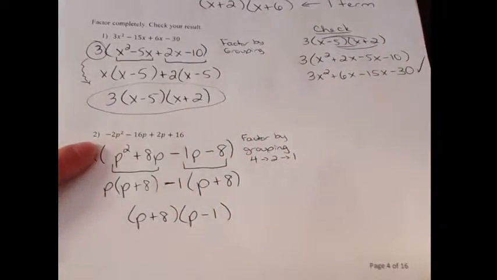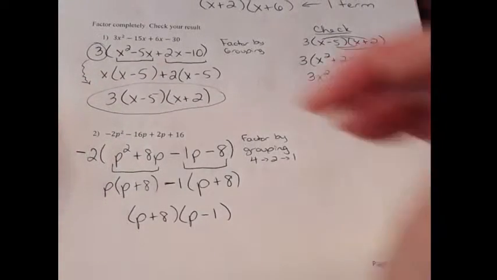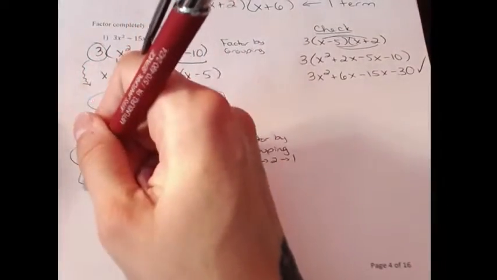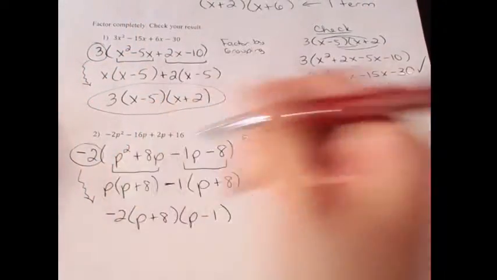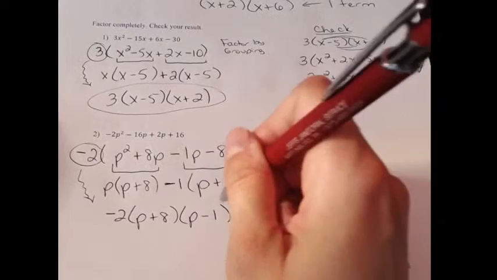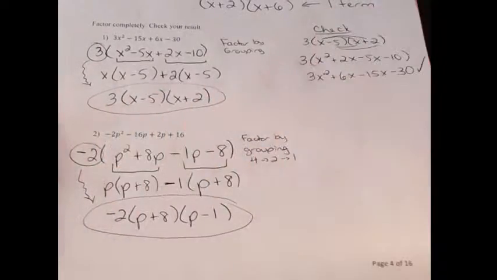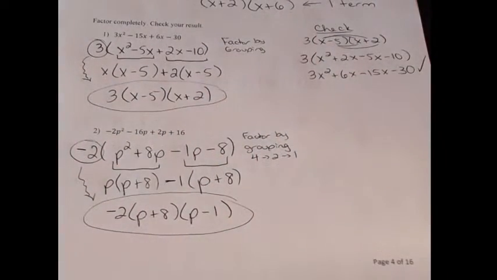And then, of course, now I'm going to raise my finger up and I say, oh, I was holding on to my negative 2, which was my GCF. So I'm going to bring this negative 2 down and put it in front of my answer. And there is my final solution. That is my factored form.